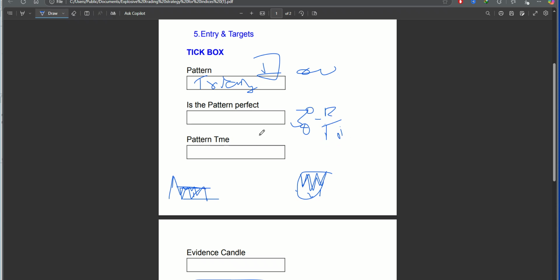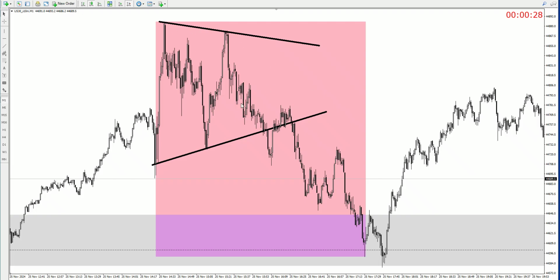Okay, so we're going to go back. Is the pattern perfect? It needs to have 3 touches up and 3 touches down. Let's count. We have 1 up here, and then we have another one here, and then we have another one here, and then we have the third one here. So even if the third one is a breakout, we accept it.